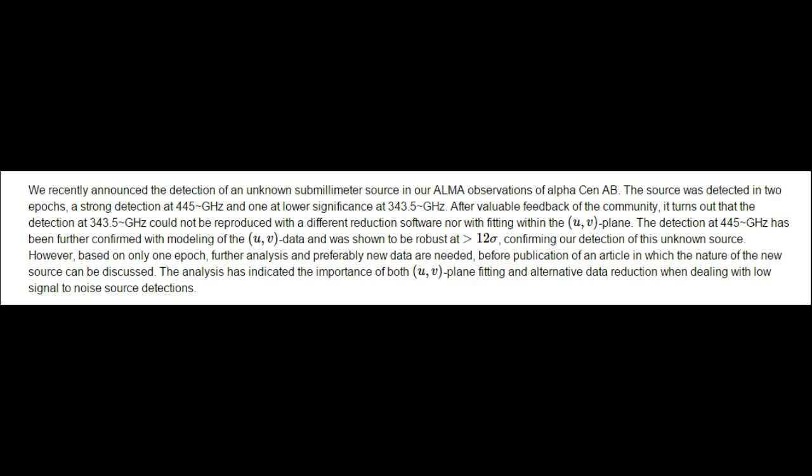The detection at 445 gigahertz has been further confirmed with modeling of the UV data and was shown to be robust. However, based on only one epoch, further analysis and preferably new data are needed before publication of an article in which the nature of the new source can be discussed. The analysis has indicated the importance of both the UV plane fitting and alternative data reduction when dealing with low signal to noise source detections.